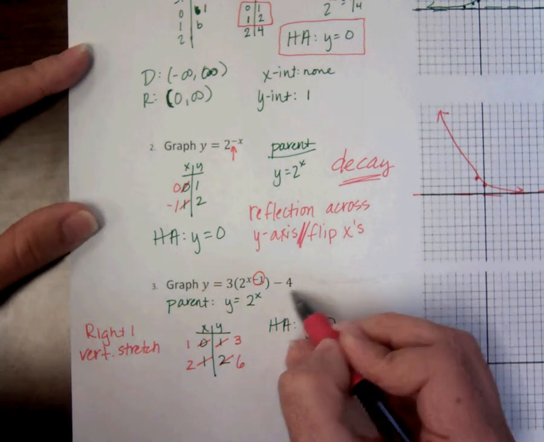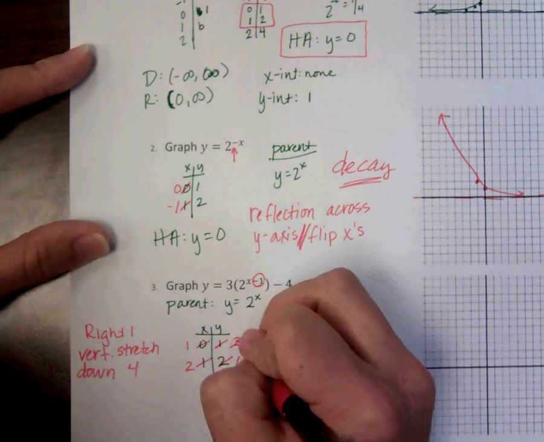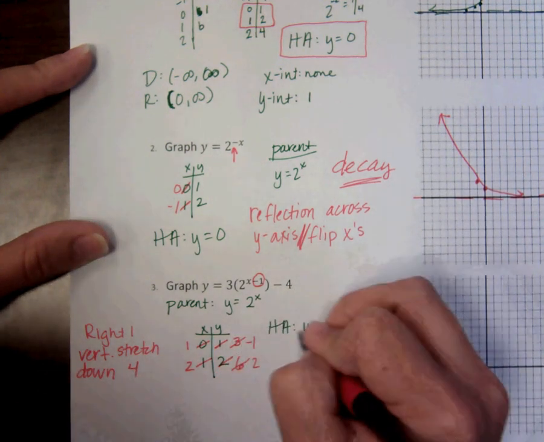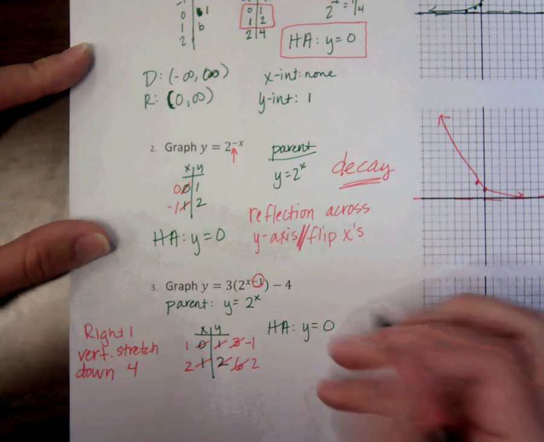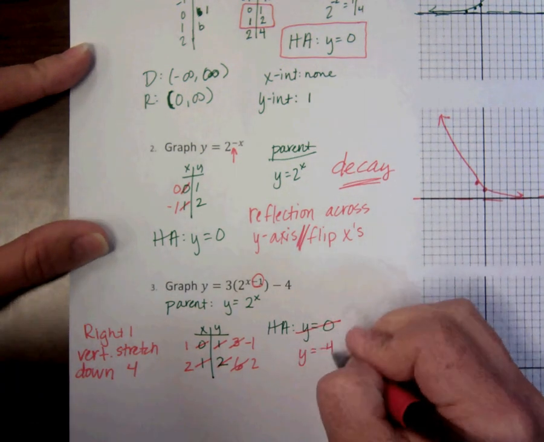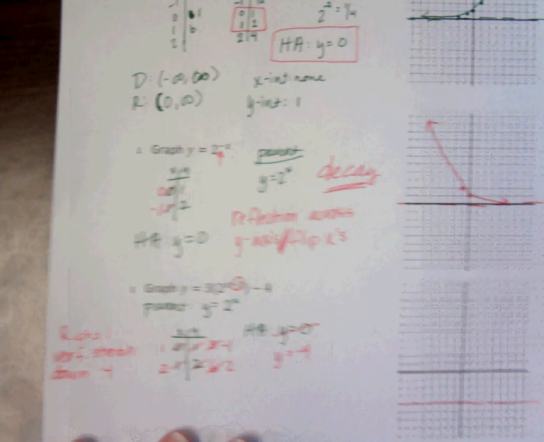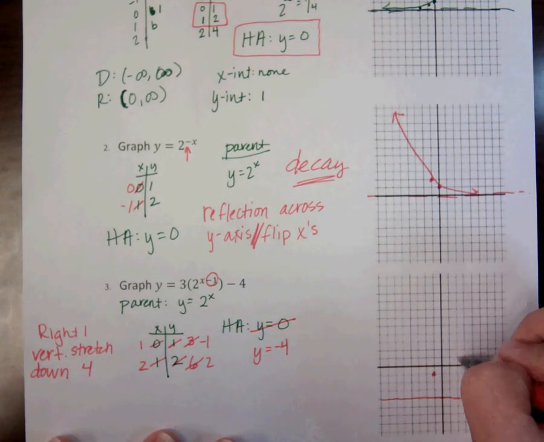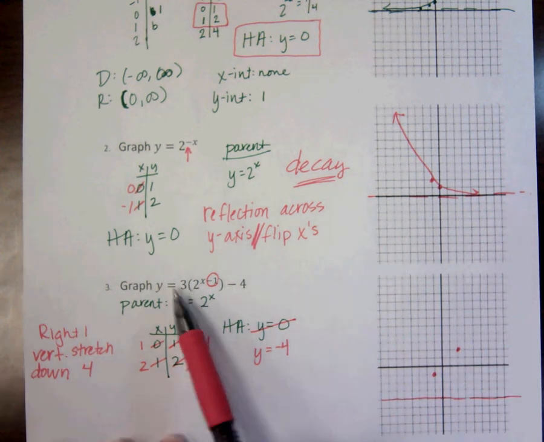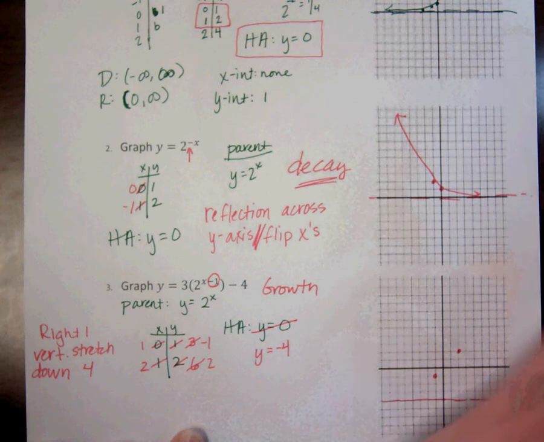Last transformation is that I'm going to go down 4. When I go down 4, this becomes -1 and this becomes 2. And your horizontal asymptote, if you take a horizontal line and move it down 4, we would now be at -4. Make sure to graph that horizontal asymptote. It helps you see where your function is going. So I am at (1, -1), (2, 2). You should be thinking this is exponential growth, so it should be sloping up.